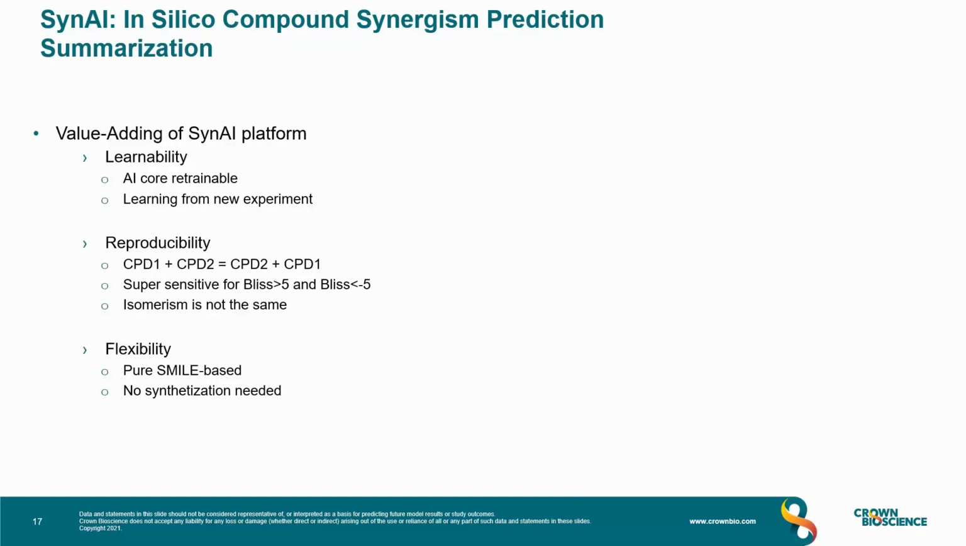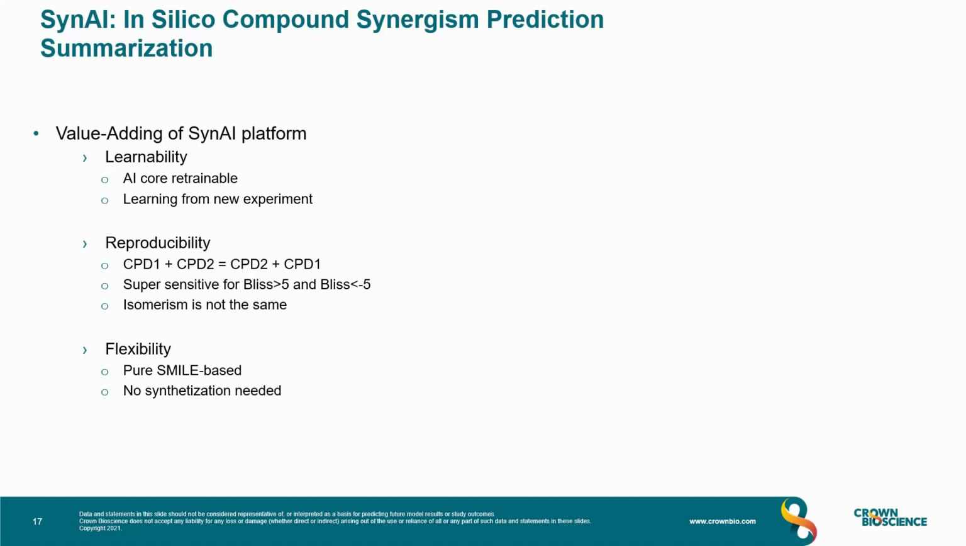I'm sure there has already been quite an extensive amount of information which we need to digest today. So at this point, I would like to conclude today's talk with a recap of the value adding of our SynAI platform. First things first is the learnability of our platform. The AI core of the SynAI platform is retrainable, which means that any new cell model data or new compound data can be fed back into the platform to allow the AI to learn new prediction possibilities. Of course, the reproducibility of the platform is guaranteed and enforced by the rules that we employed in the training procedures.